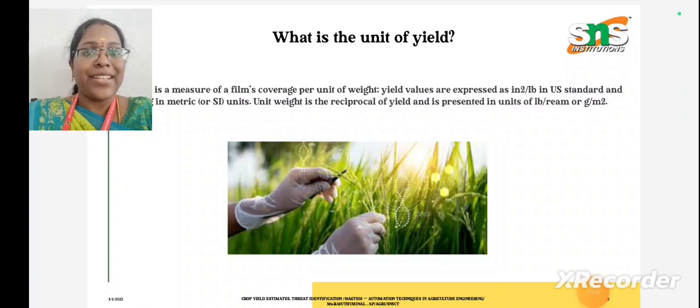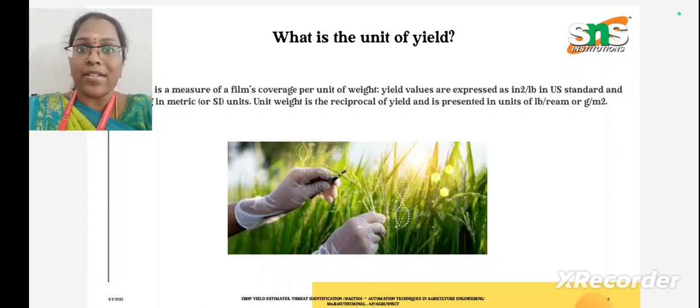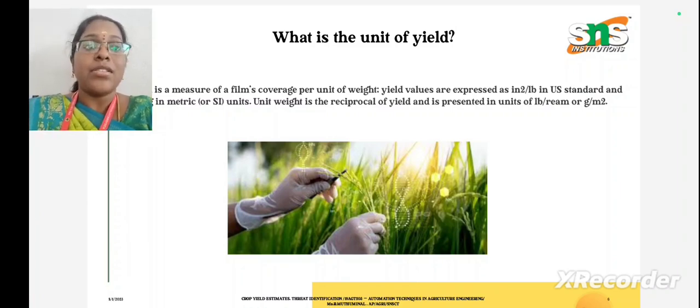Good morning. Today our topic is going to be about the unit of yield that is involved in crop yield estimation. Before going into the session, we'll have a small recap. Yesterday we saw what crop yield estimation is, how the drone has a major impact on crop yield estimation, and why crop yield estimation is very important. So today we will see something about the unit of yield.